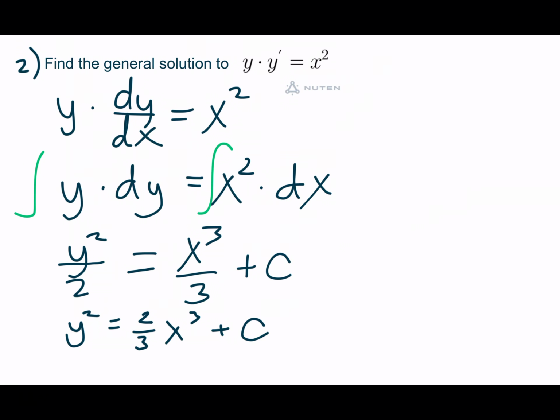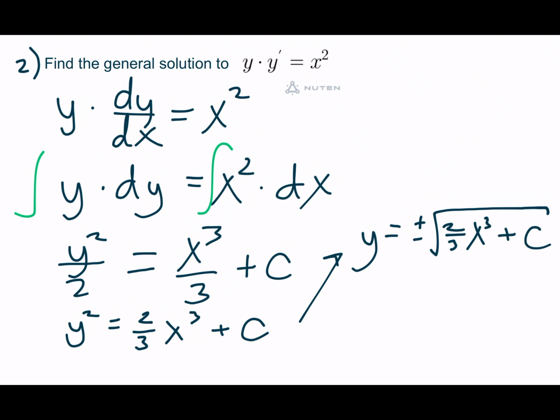Okay, now I'm going to solve for y. I'll do it up here. I'm going to get y is equal to, just remember when you're taking square roots, it's plus or minus the square root. So it's plus or minus the square root of both sides. So 2/3 x cubed plus c. Square root of the sides, not the pieces.